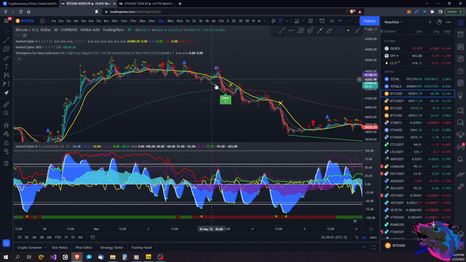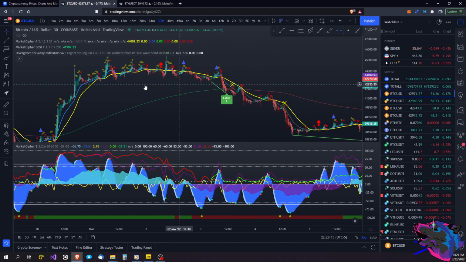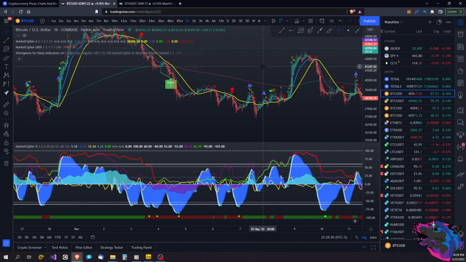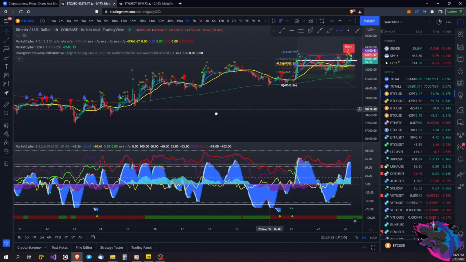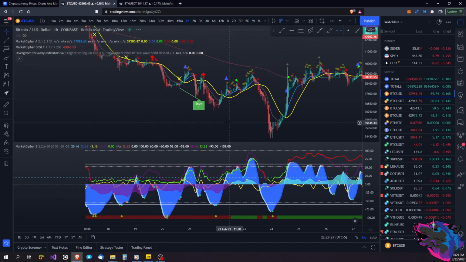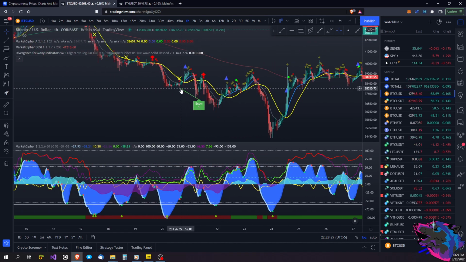So let's see right here. From that low to that, not so much there. Although, did we have it there? No, not quite. All right, so that one ain't that great. Let's go. Seems like it has a little bit more trouble with the market cipher waves. So yeah, technically that right there would have been bearish divergence.